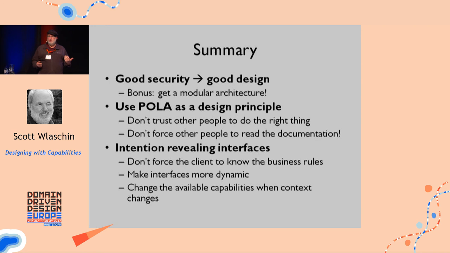Try and make your interfaces more dynamic. There's no reason why you have to have a static interface, where every method in that interface is always available at every point in the program. That's what I would say is dangerous. Sometimes only one of these methods is available. So make your interfaces a bit more dynamic that way. And change the capabilities when the context changes. So if you can't do something, don't let people do it.